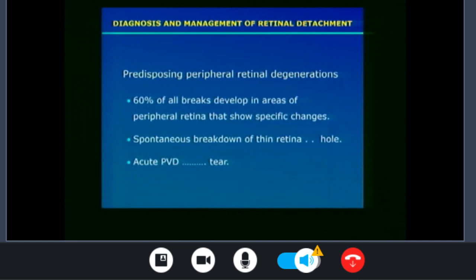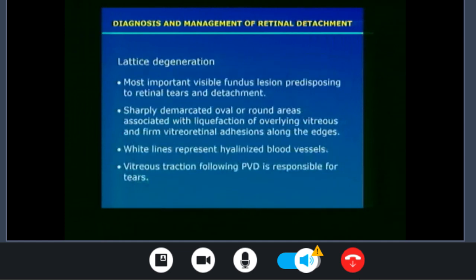So what are the predisposing peripheral retinal degenerations? 60% of the breaks develop in areas of peripheral retina that show specific changes, mostly lattice degeneration. But we can see breaks developing in parts of the retina that look healthy. So spontaneous breakdown of the thin retina causes a hole, and acute BVD will cause a tear.